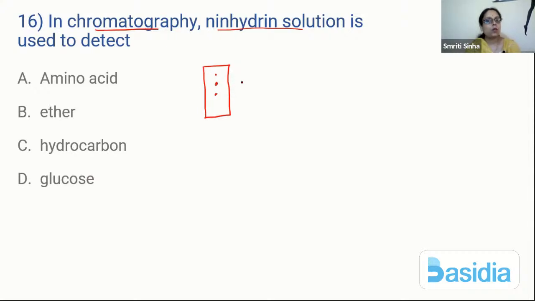These spots can be visible in a UV chamber. If you put the plate in the UV chamber, you will be able to see the spots, or they are even visible in iodine, so an iodine chamber is made. If you keep this TLC plate in this iodine chamber, the spots can be visible. But there are a few compounds which cannot show spots even in a UV chamber or an iodine chamber. In that case, they need a particular solution, and ninhydrin solution is generally used for amino acids.